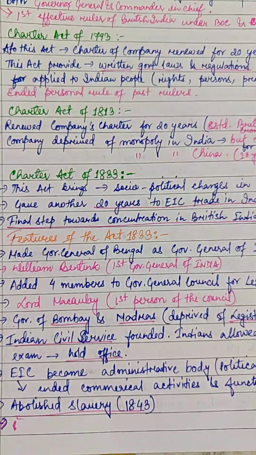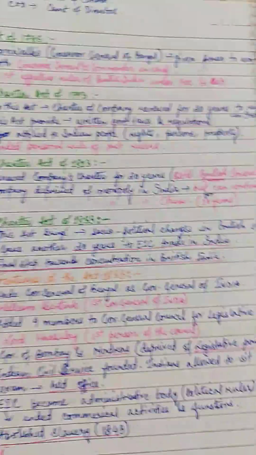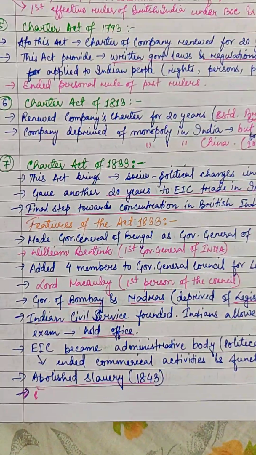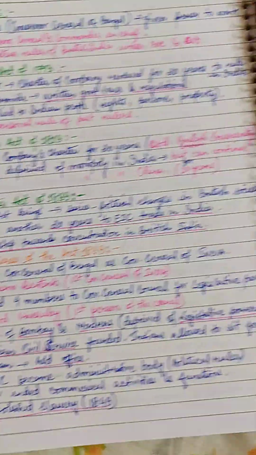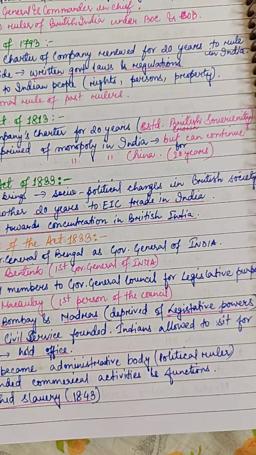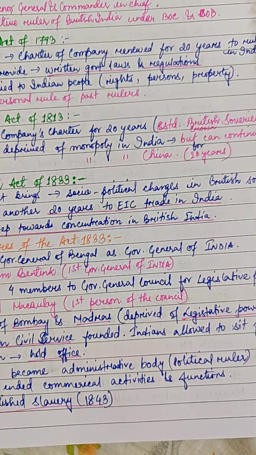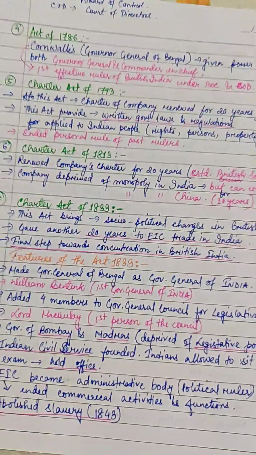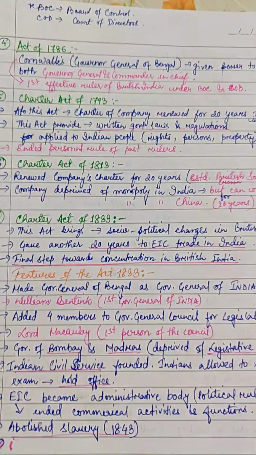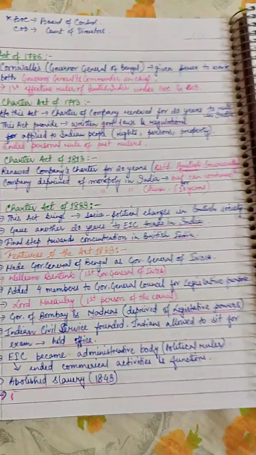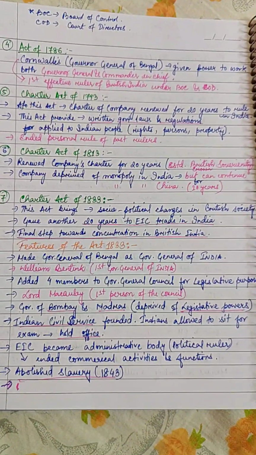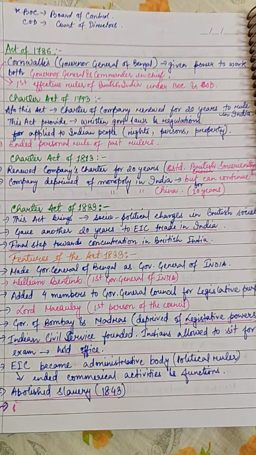And during this time, slavery was also abolished completely, in the year 1843. Through this act only, slavery was abolished. These are the features of the Charter Act of 1833. I hope this will help you to remember the things in gist.